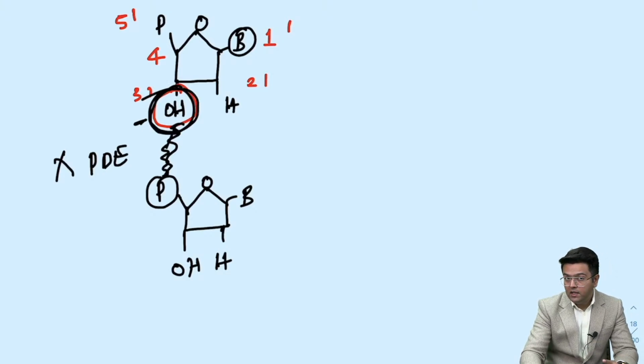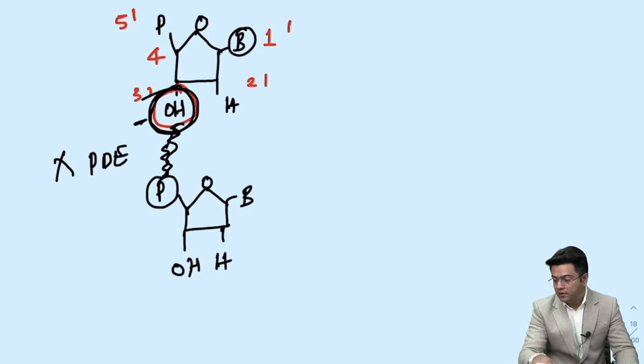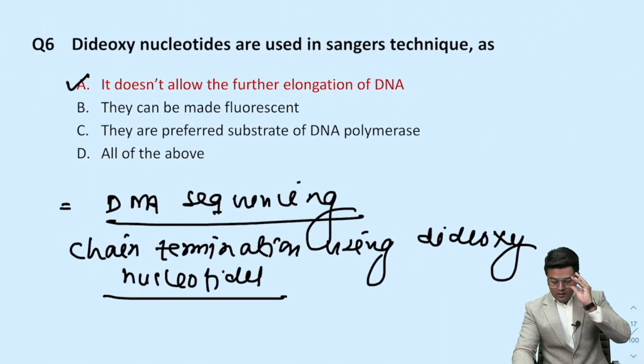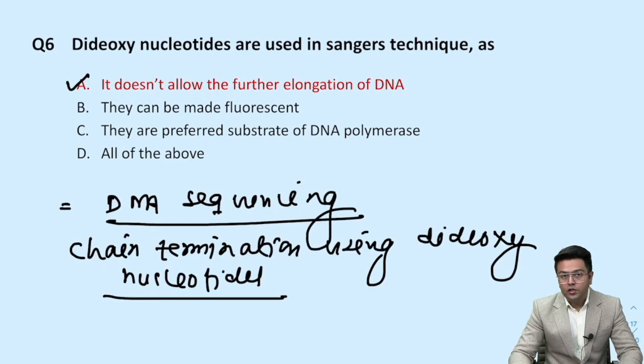So dideoxy means both the OH are missing, from the second and third positions. Okay guys, fine, so hope you understood. That is called Sanger's technique. It doesn't allow the further elongation of DNA.